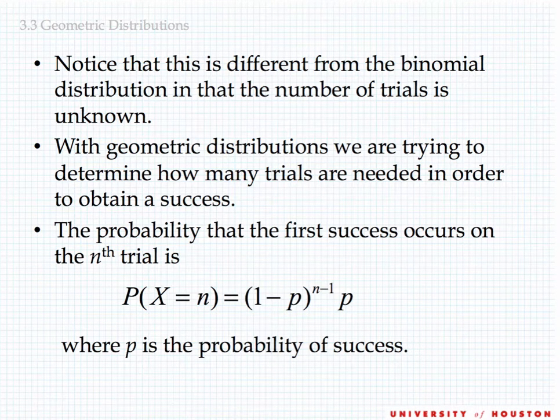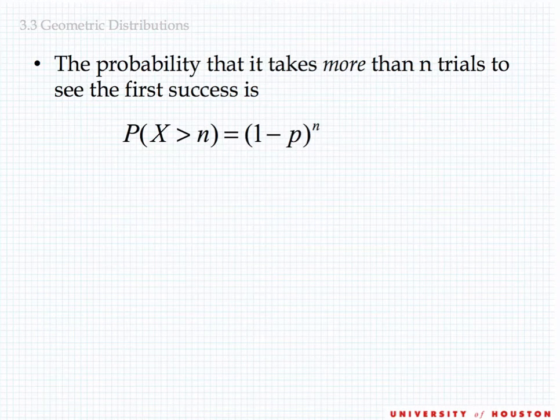The probability that the first success occurs on the nth trial is (1 minus p) to the n minus 1 times p. In other words, failure to the n minus 1 power times success probability. The probability that it takes more than n trials to see the first success is (1 minus p) to the nth, or our failure probability to the nth degree.